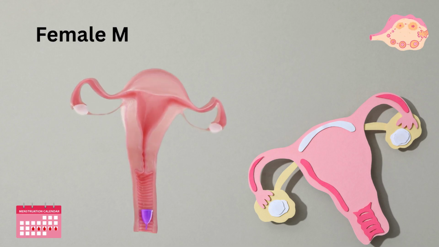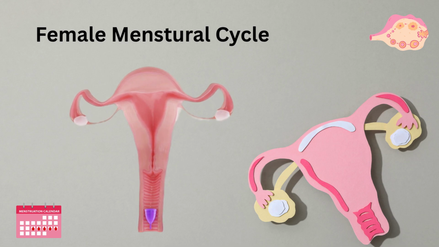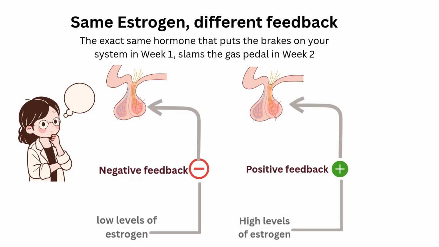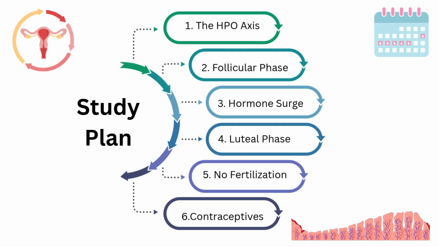Today we're going to break down the absolutely intricate, super high-yield physiology of the female reproductive cycle. How exactly does estrogen manage to both inhibit and stimulate the exact same system depending on the day? But stick with me, because by the end of this explainer, you're going to understand exactly how this biological switch gets flipped. Okay, Section 1, the HPO Axis Overview.